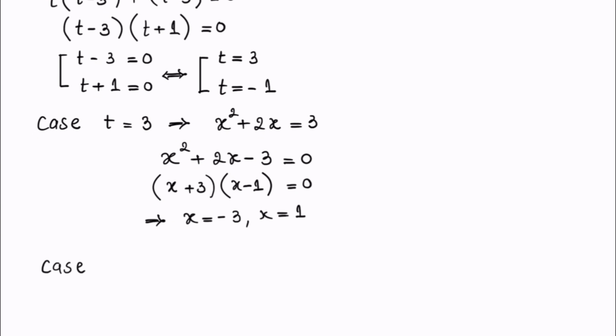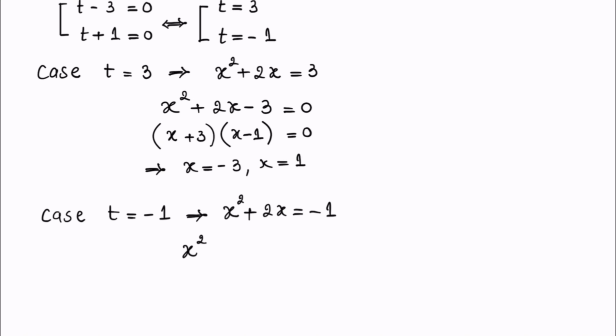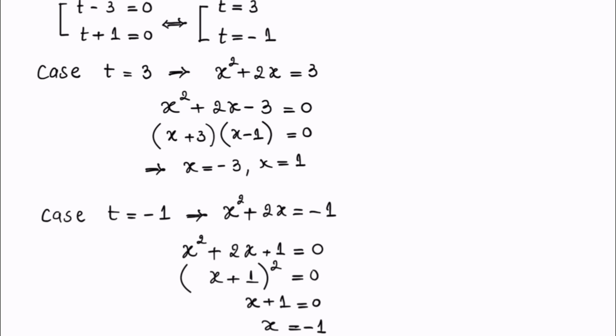Another case, when t equal to negative 1, then we will get x squared plus 2x equal to negative 1. Then we are looking for the value of x as well. We take negative 1 to the left hand side, then we will get x squared plus 2x plus 1 equal to 0. So this is in the form of x plus 1 all raised to square. That would be x plus 1 equal to 0, x equal to negative 1.